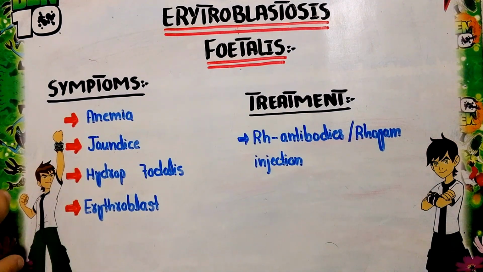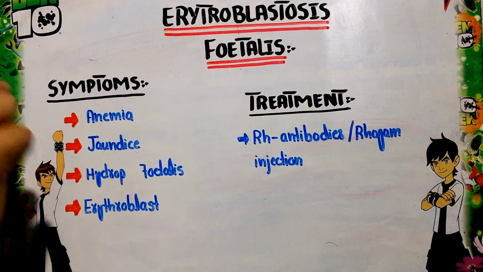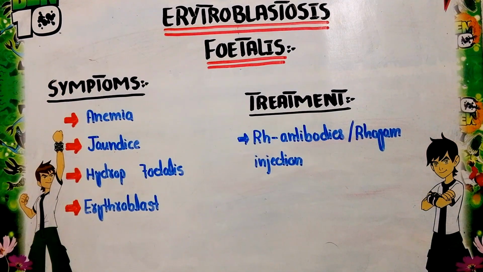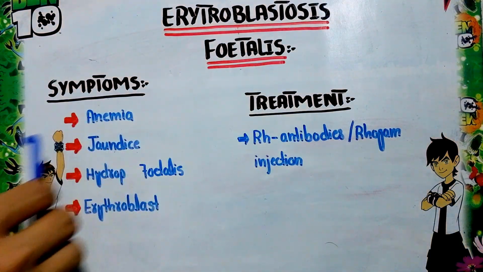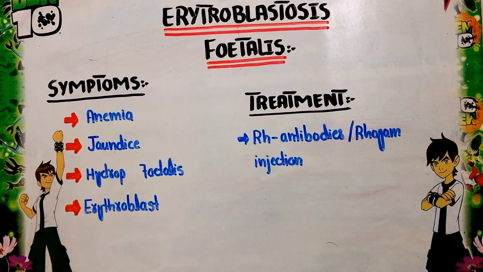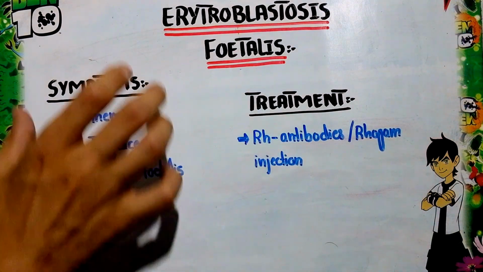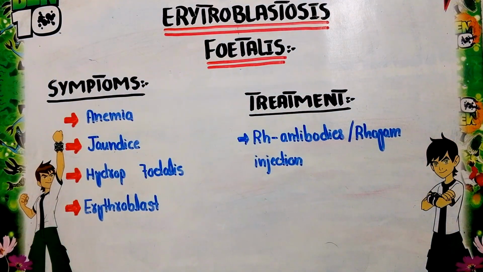Actually, when the breakdown of RBCs occurs, the heme is metabolized and forms a product called bilirubin, the end product of RBC breakdown, which gives a yellow color to the fetus. Such a condition is called jaundice. The third symptom is hydrops fetalis. What does it mean? It means swelling of the fetus occurs, edema-like symptoms appear in the fetus. This is mainly a symptom of erythroblastosis fetalis.